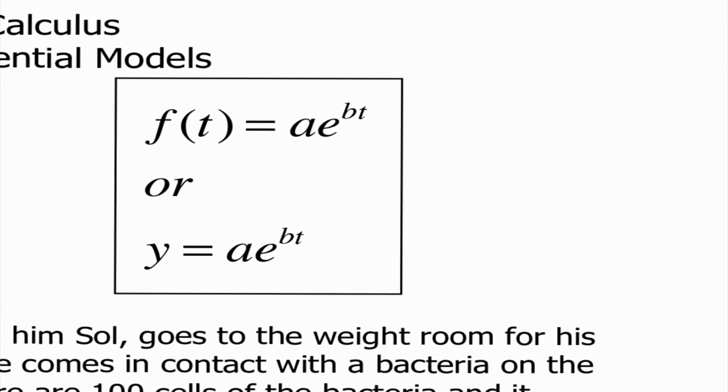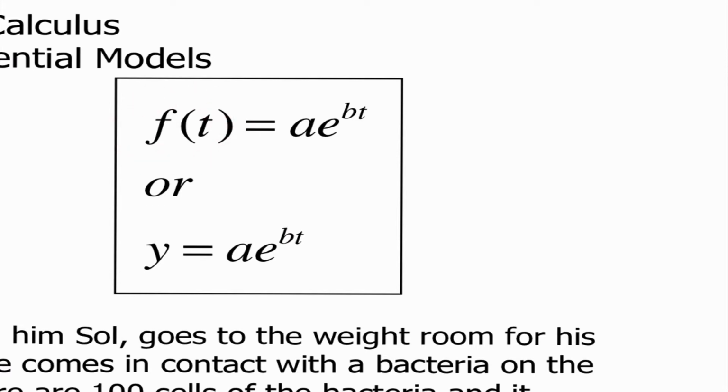And we have this written in two different ways here. Okay, f of t equals a times e to the bt power, or we will also put it as y equals a times e to the bt power. I want you guys to notice that it's f of t.